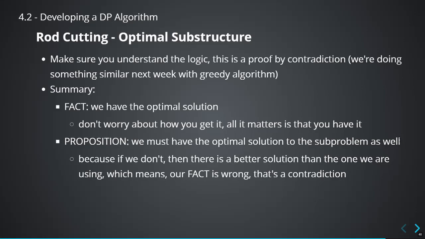So what I'm claiming is that if you have the optimal solution to the problem, then you must have the optimal solution to the subproblem as well. Because if you don't, you can come up with a better solution for your problem. Your optimal solution, you claim this is best, but when you look at the subproblem, the one that you have is not optimal, so you can find something better. Automatically, that will mean your solution for the whole problem is wrong, because whatever you have is not optimal anymore. That's a contradiction.